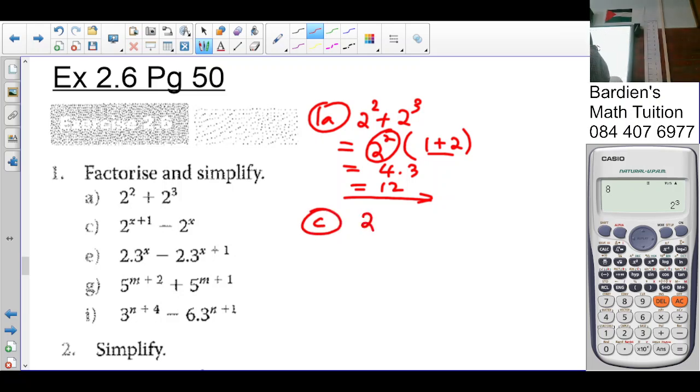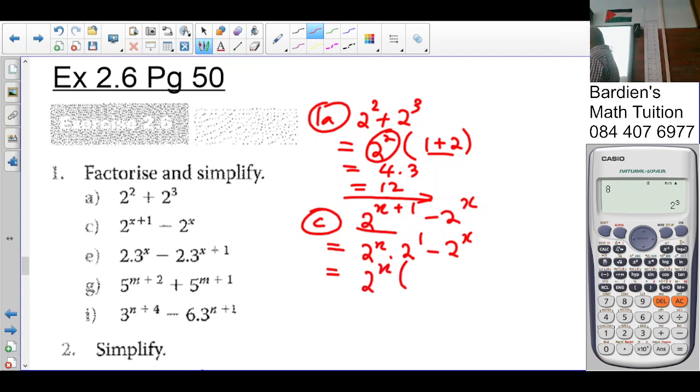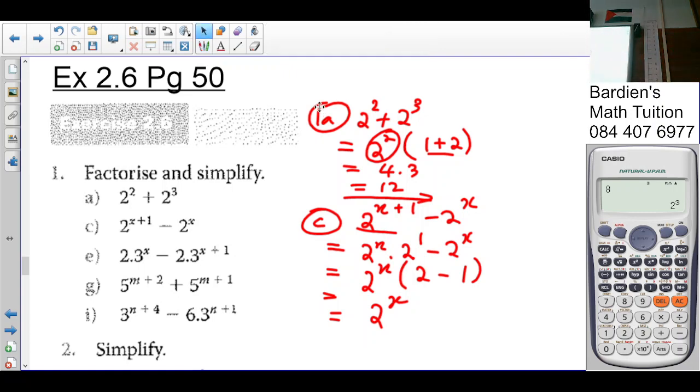C. So that's going to simply be 2 to the x plus 1 minus 2 to the x. So what do we do first? We break that up. So it's 2 to the x times 2 to the 1 minus 2 to the x. What is now common? 2 to the x. What are we left with? 2 minus, what's 2 minus 1? 1. And 1 times any number would be that number. Okay, any real number will be that number. Can I take it off? Let's do E.